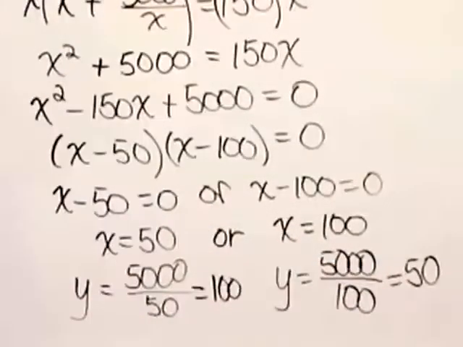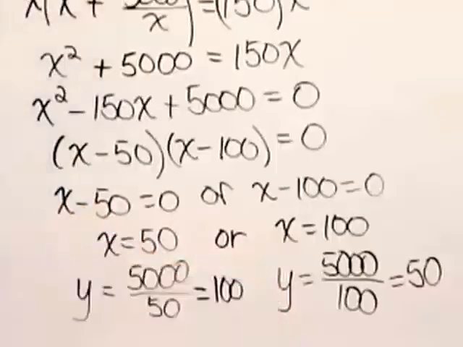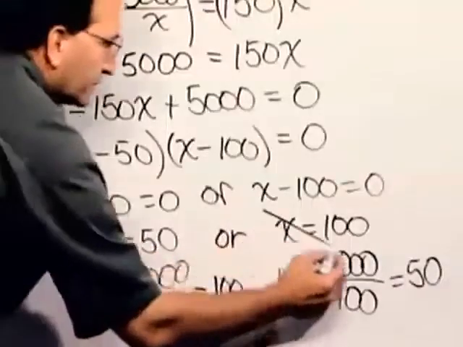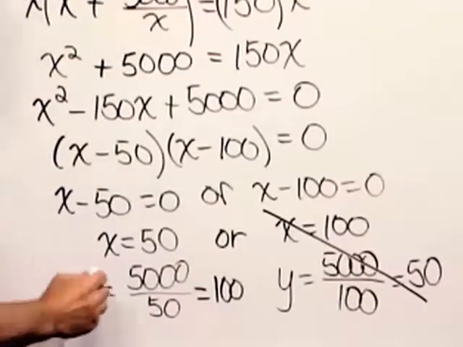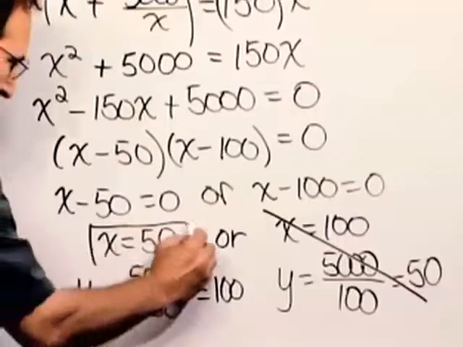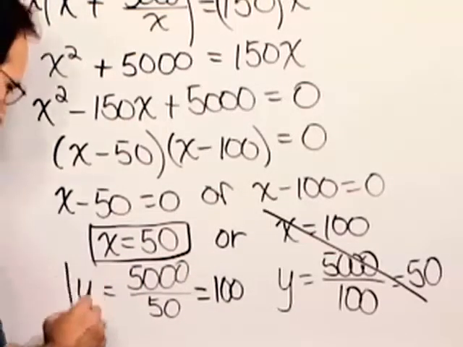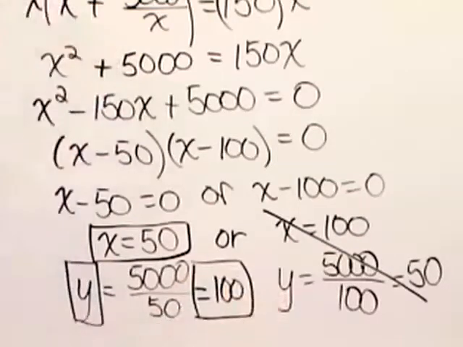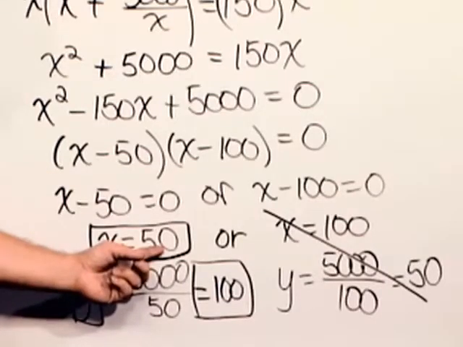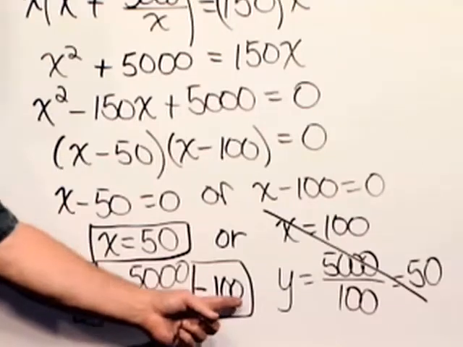Well, of course, we normally think of the width being shorter than the length, so we would not take this one as the answer. Rather, we would take that the width, which is x equals 50, and then the length is y equals 100. So the dimensions of the pool are 50 feet by 100 feet.